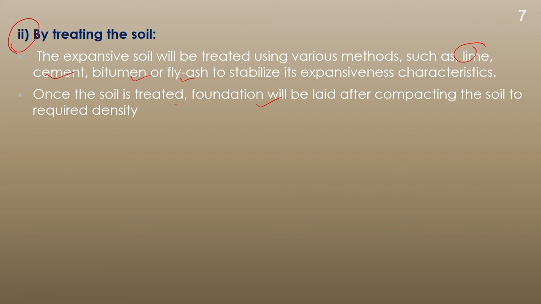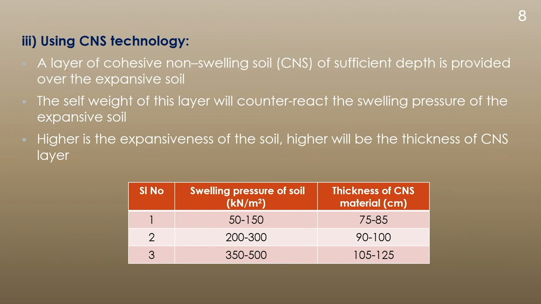Generally, this kind of treatment is carried out for low to medium levels of swelling of the soil. The next method is the CNS technology, which is quite widely used in India and around the world. In this method, a layer of cohesive non-swelling soil, known as CNS, of sufficient depth is provided over the expansive soil. Suppose this is an expansive soil layer, a layer of CNS soil of sufficient depth will be provided over it.